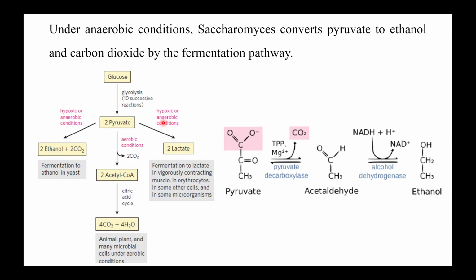One is the fermentation pathway, which is carried out by yeast. So in yeast, if we grow the yeast cells in the absence of oxygen, instead of formation of acetyl coenzyme A, the pyruvate will now form ethanol and carbon dioxide. How? By the enzyme called pyruvate decarboxylase. So first pyruvate decarboxylase will decarboxylate the pyruvate to form acetaldehyde, and this acetaldehyde will get converted into ethanol.